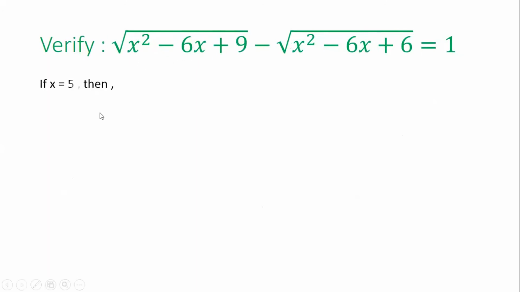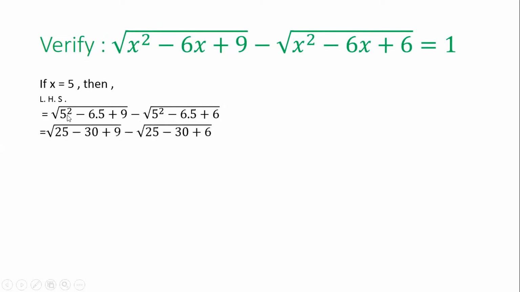Verification. If we put the value x equal to 5, then we get left hand side root over 5 square minus 6 into 5 plus 9 minus root over 5 square minus 6 into 5 plus 6. Here, 5 square means 25. 6 into 5 means 30. Here, 5 square means 25. 6 into 5 means 30.